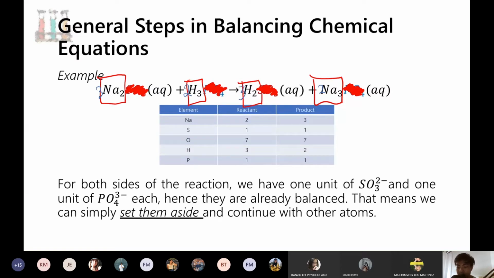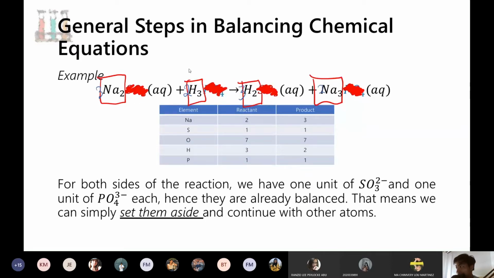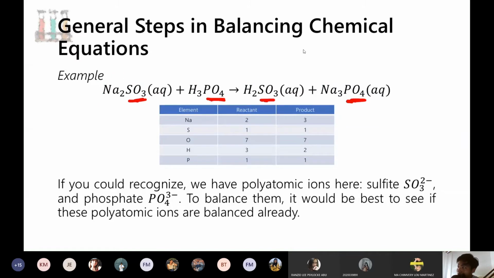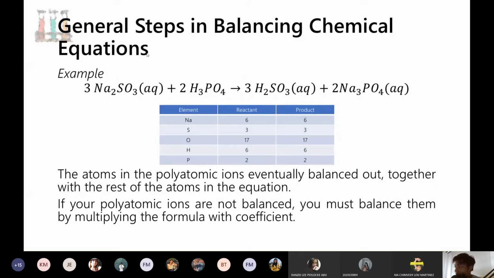Okay? So, ganun ha. So, ano yung technique na shinare ko sa inyo? If you have polyatomics, wag mo na sila pansinin. Pag balance sila. Kunwari, balance yan. Isa dito, isa doon, isa dito, isa doon. Set aside mo. Ang ibabalance mo ay yung natira. Okay, by doing that, tapos na. Balance na yan. Okay? So, ganun yan. Okay, if you want to check, you may count the atoms.